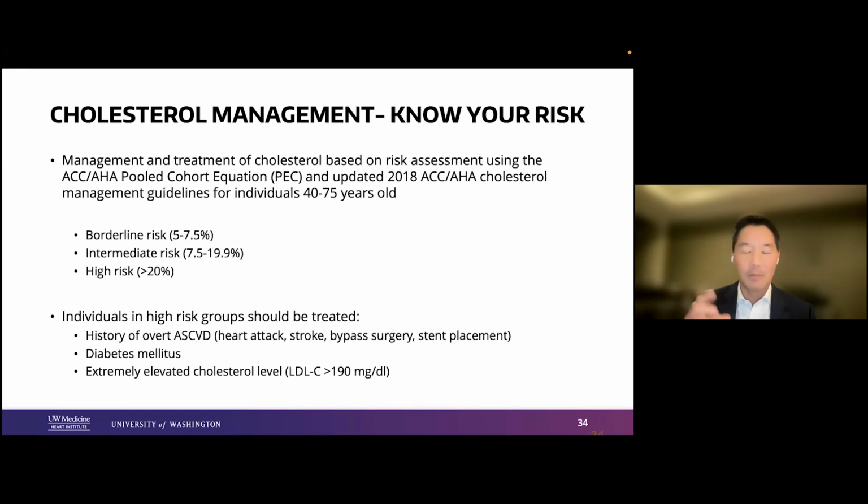There are some populations where it's enriched, but overall the risk of familial hypercholesterolemia is consistent across ethnic groups and racial groups.